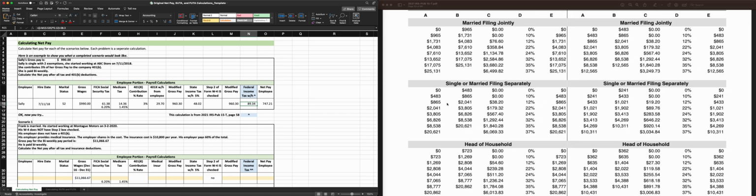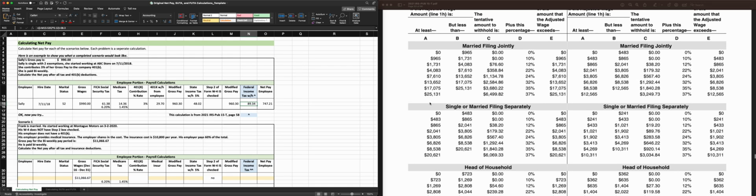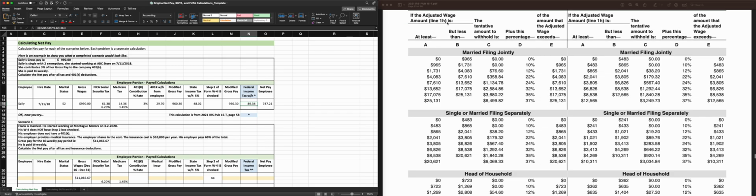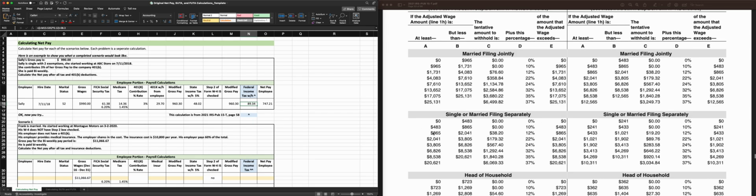Gross pay is $990. So you can see here the adjusted wage amount, line 1, at least but less than. So we need to find the range that fits. It says $990, so that means it fits in between this and this. And the tentative amount to withhold is $38.20, plus this percentage, 12% of the amount the adjusted wage exceeds $865. So you can see my calculation up here.